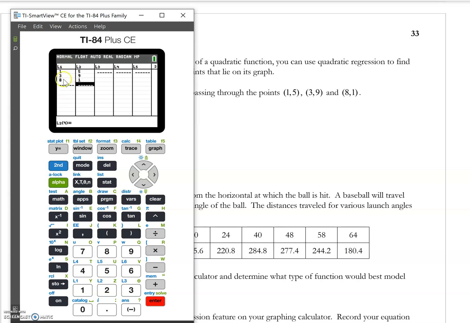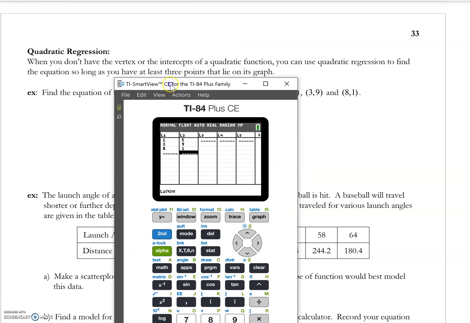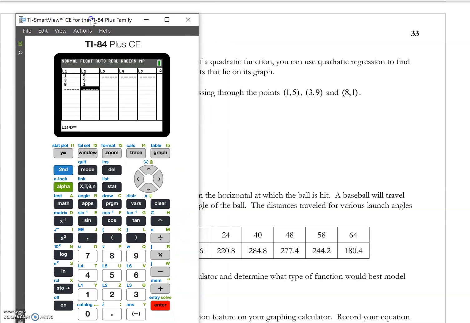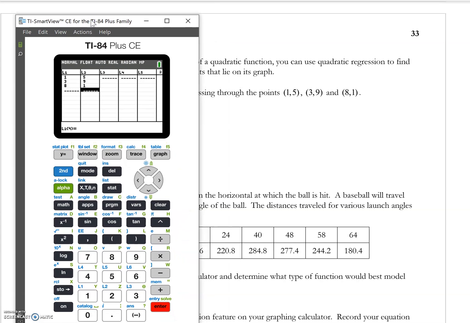I don't have something extra in L1 than I do in L2, so I should be good to go, but please make sure that your lists do match up perfectly, because if they don't, then your regression will not work. The nice thing about this problem is it says find the equation of a quadratic function, so we know we're using a quadratic. We don't have to actually get the scatter plot to see it. So if I want a quadratic function, I'm going to hit my stat button again.